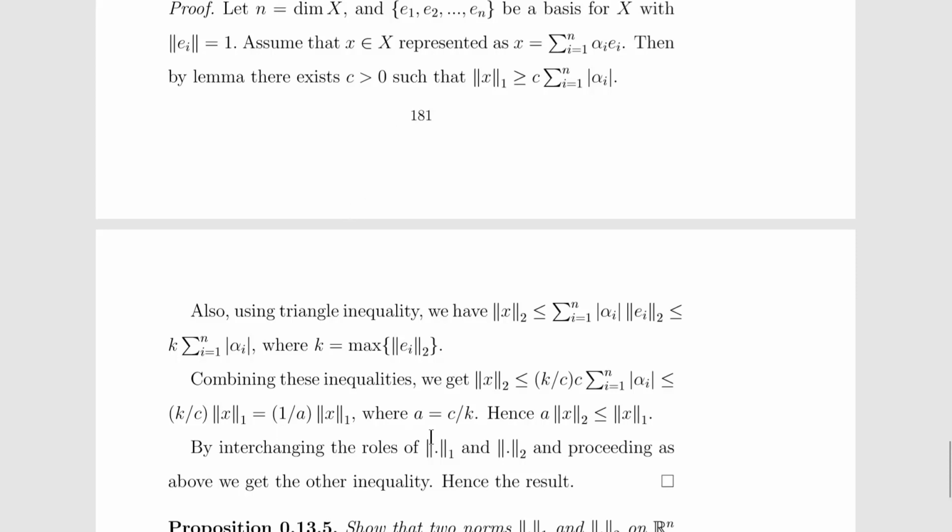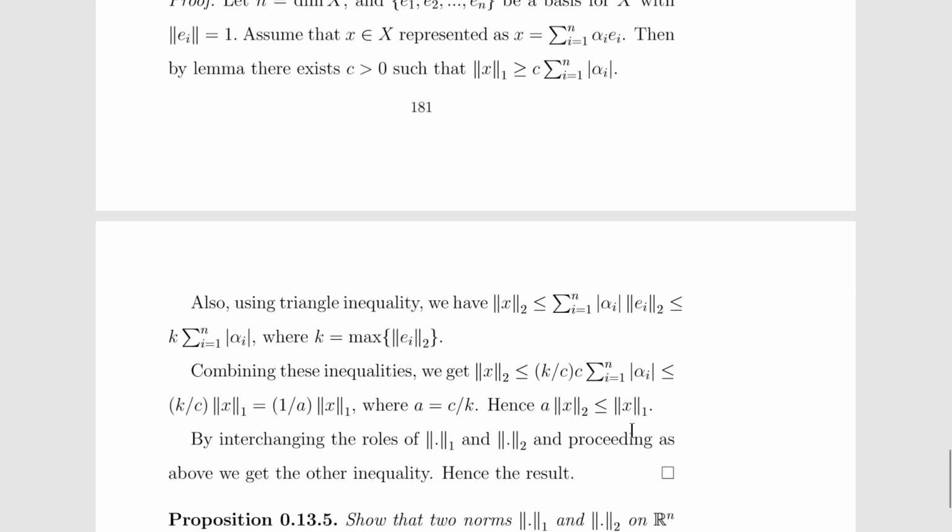By considering a equal to c by k, this becomes equal to 1 by c times the norm of x1. So we have found that a times the norm of x2 is less than or equal to the norm of x1. By interchanging the roles of norm 1 and norm 2 and proceeding the same as above, we get the other inequality. Hence we get the result that in a finite dimensional space, every two norms are equivalent.